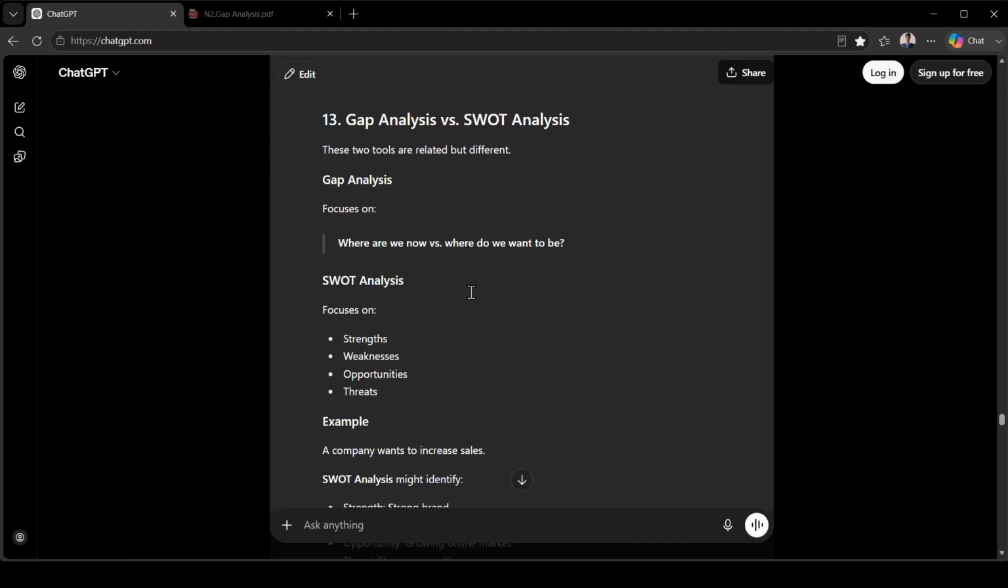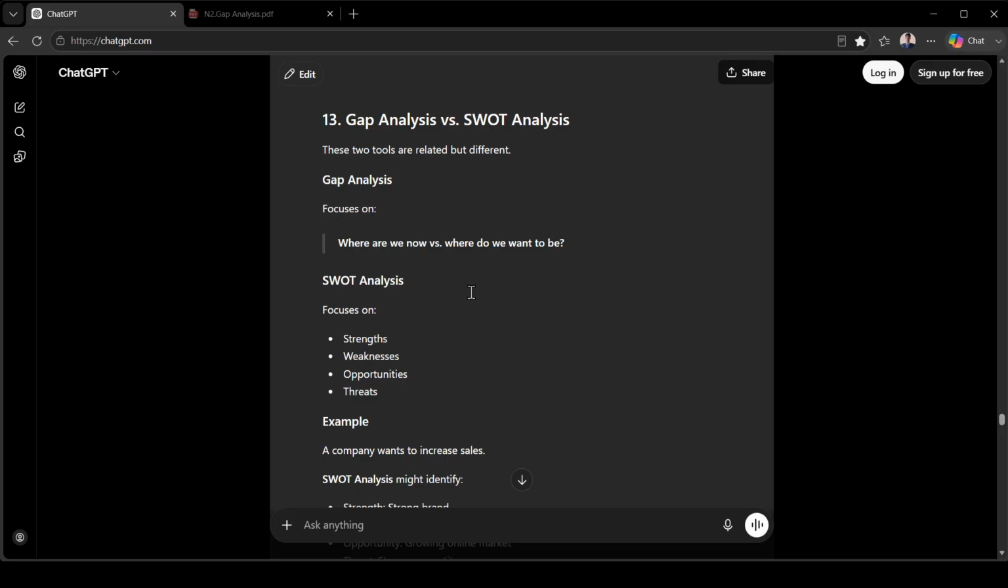Then gap analysis versus SWOT analysis. These two tools are related but different. Gap analysis focuses on where you are now versus where you want to be. That is gap analysis.